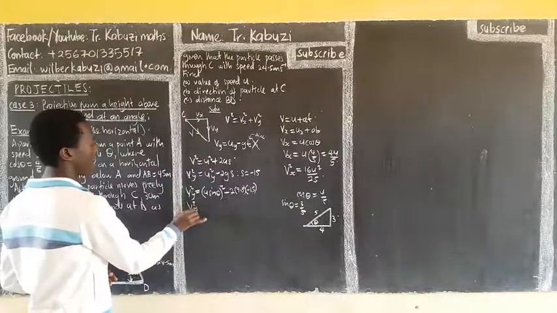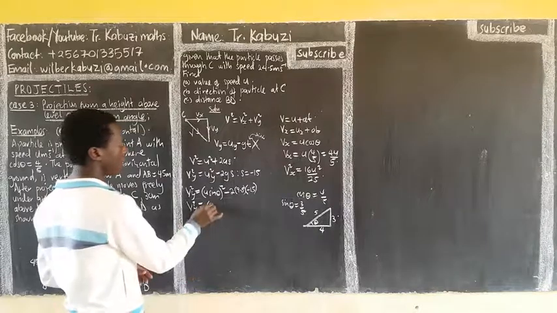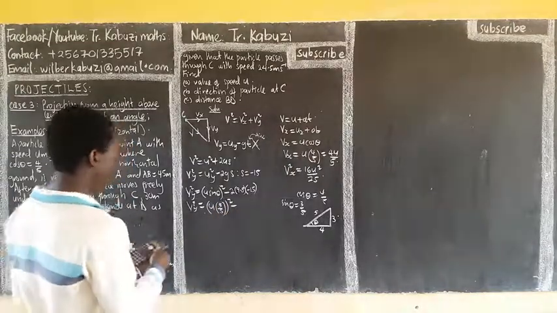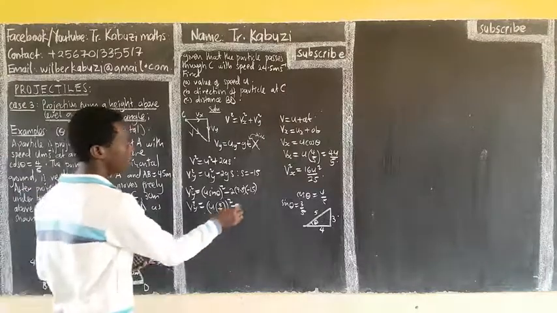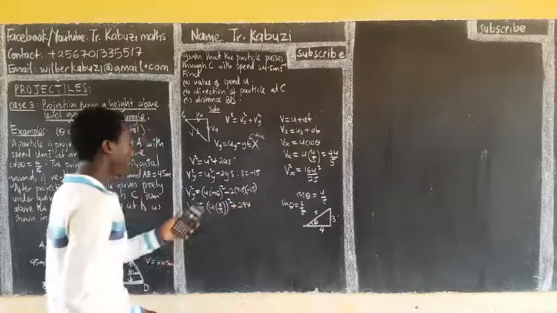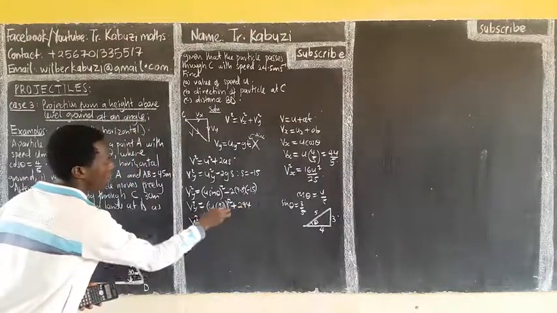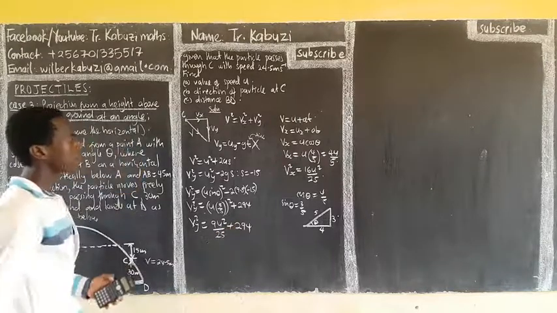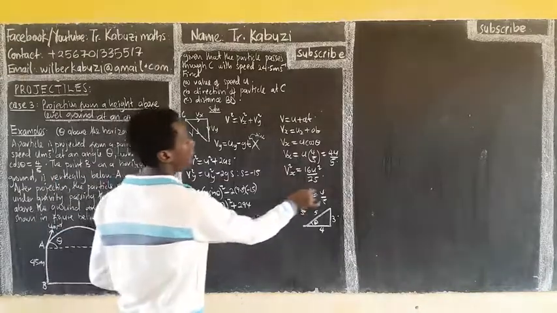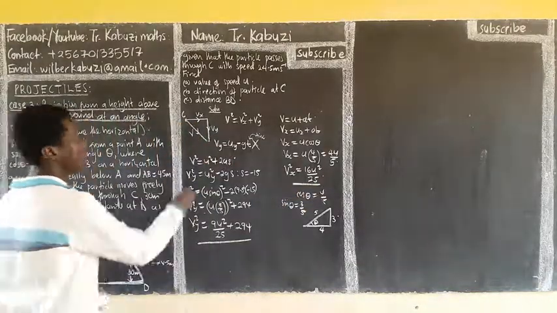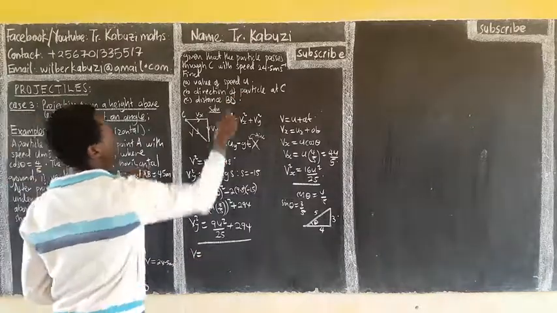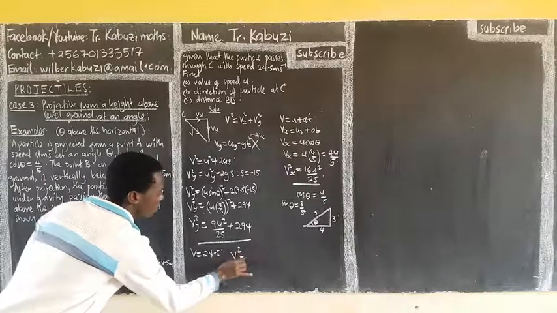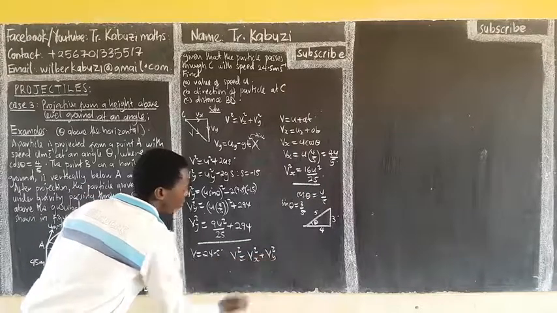Putting it there, Vy squared will be U, which I am looking for, times 3 over 5 squared, then minus negative, which gives a positive 294. So when you square, Vy squared is 9U squared over 25, plus 294. Now I have this, and I also have this. But remember, they gave me this velocity V, which is 24.5. So now substituting in this formula, my V squared would be Vx squared plus Vy squared.